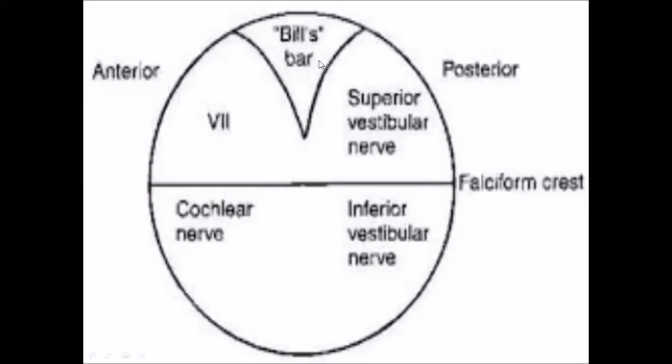This is a vertical bar. And the one which is horizontal is called the falciform crest. This falciform crest divides the internal acoustic meatus into superior and inferior. Whereas the Bill's bar divides it into the antero-superior and the postero-superior.